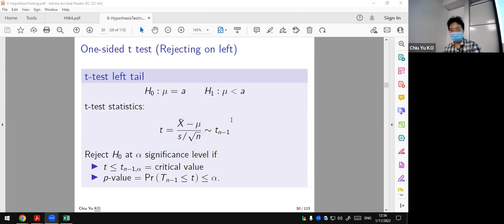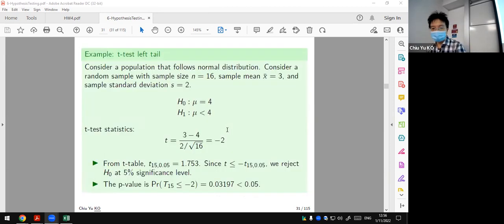So now the question is the same. For the left-hand side, everything is analogous. So I think I can skip this slide and directly go to the example. We start with a normal distribution. We have a sample size of 16, sample mean is 3, sample standard deviation 2. And the null value mu is 4. So do be careful, the alternative is mu is less than 4.